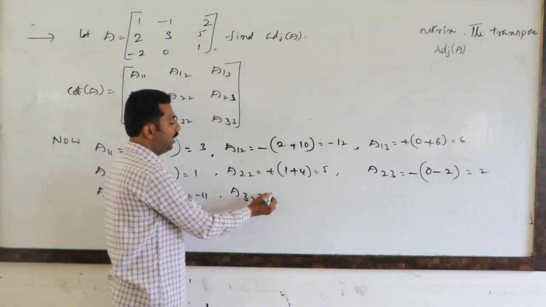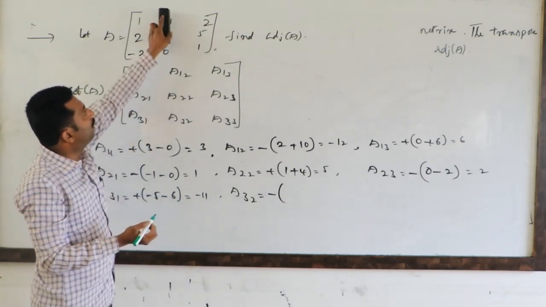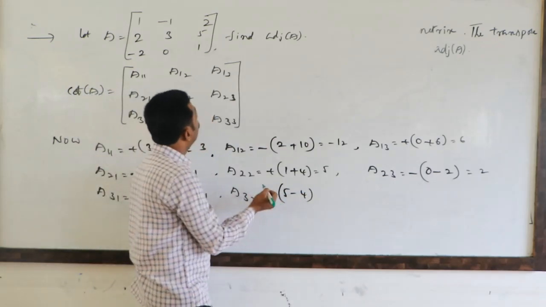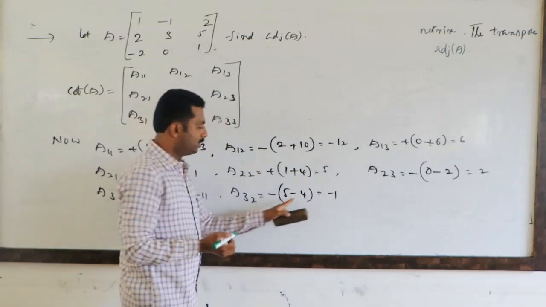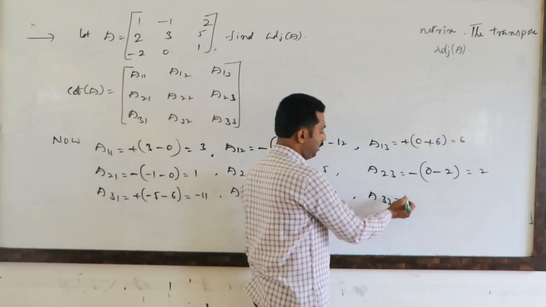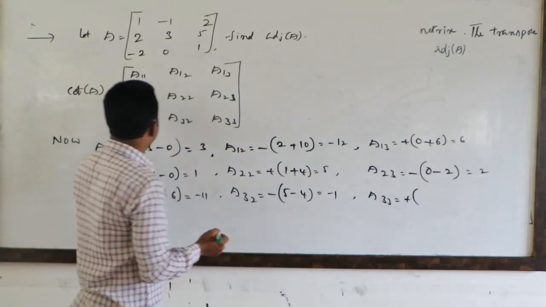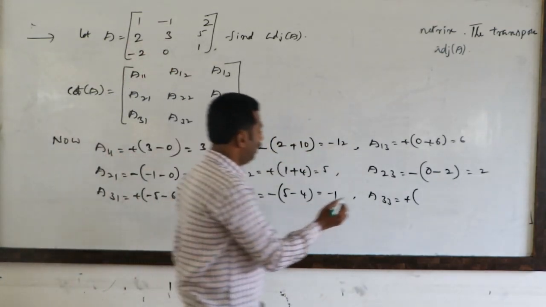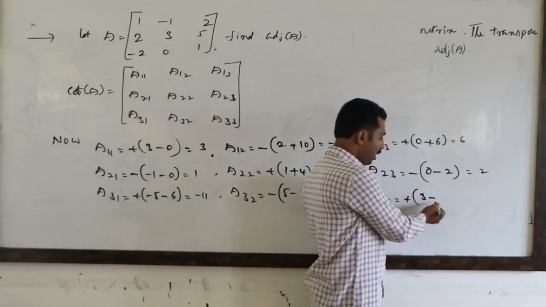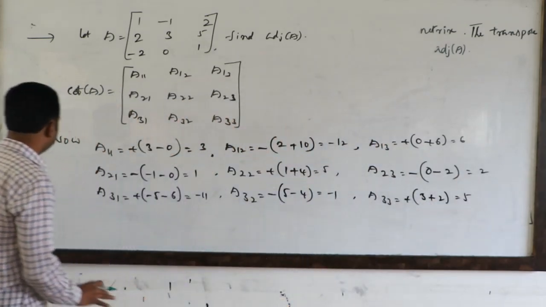Next, A32. 3 plus 2, 5. Odd number, means minus. Third row, second column you delete. 1 into 5, 5. Minus 2 into 2, 4. This is 1 into minus. Next, last one, A33. 3 plus 3 is 6, positive. Then third row, third column you delete. 1 into 3, that is 3, minus 2 into minus 1, minus 2, already minus is there, plus 2. This is 5.